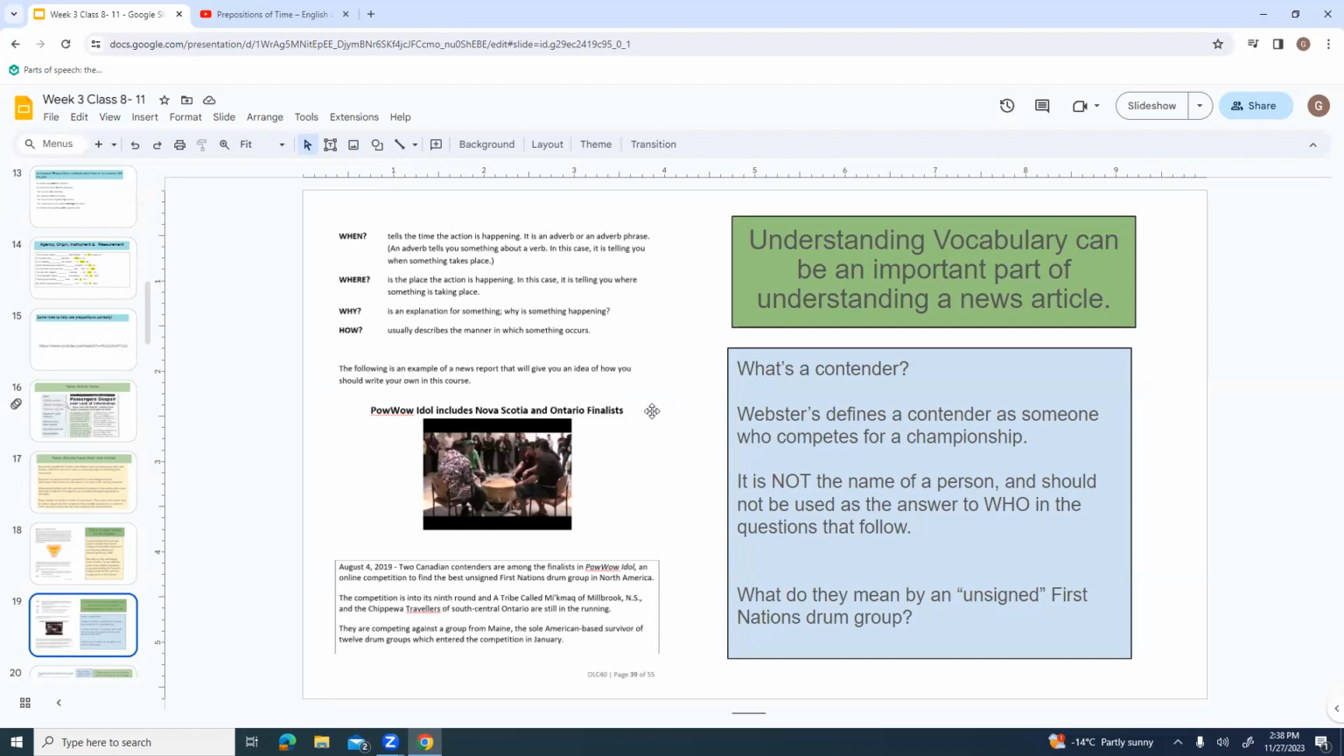So what do they mean by an unsigned First Nations drum group? Who would be signing them? Generally, they're talking about somebody who doesn't have a record contract, essentially, right? Once you have a contract, you've signed that contract and you work with a record company. If you're unsigned, you're kind of new, you're still considered in some ways an amateur, even if you're maybe making money. So they're looking for the best unsigned. They're not competing against people that have already won awards and that everybody knows and hears on the radio, right? This is people that are newer.